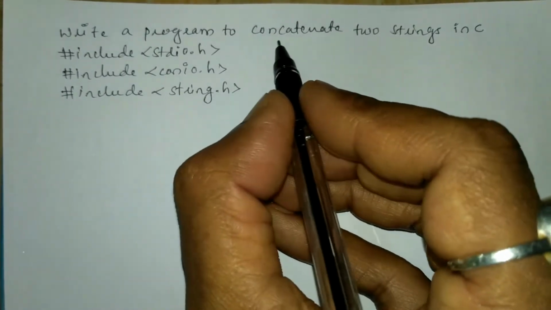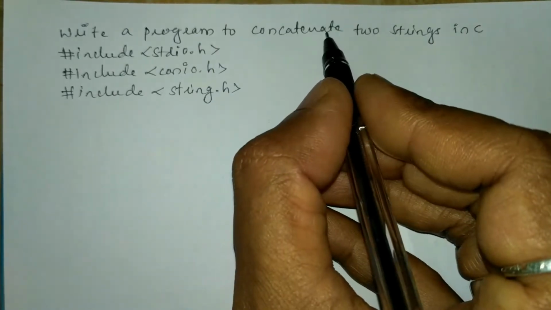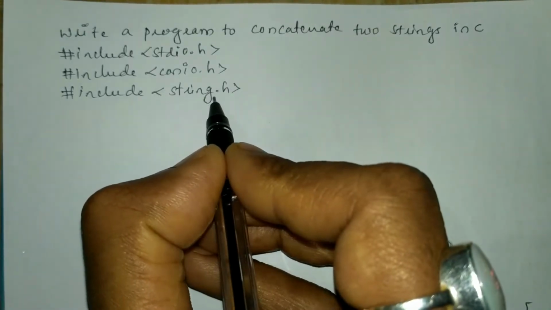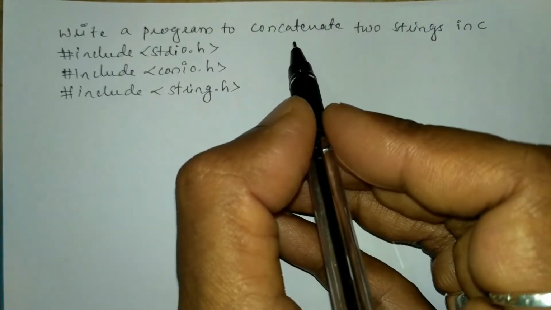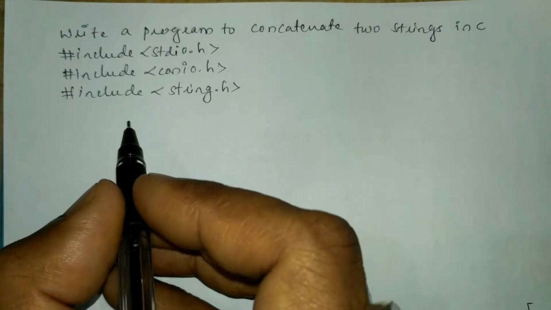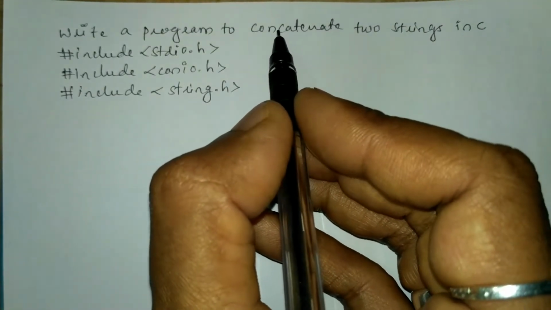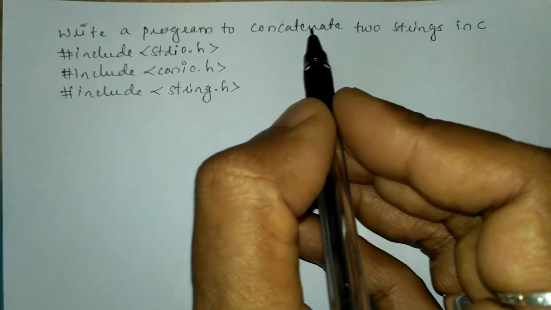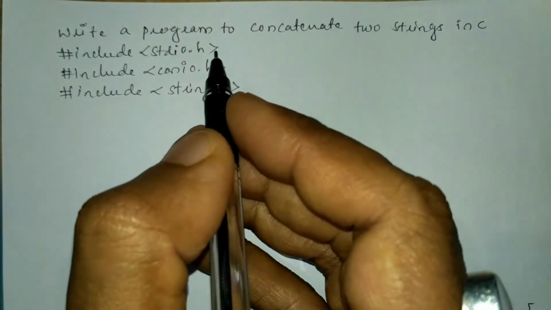So here we are using concatenation, that is the strcat built-in function. That's the reason we have to include the string.h header file. The strcat function is a built-in function which is present in this particular header file. Concatenation means combining two strings together. Here concatenation means string 2 will come and join at the end of string 1.